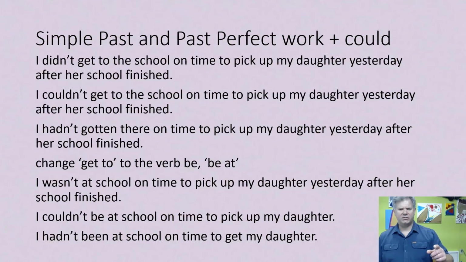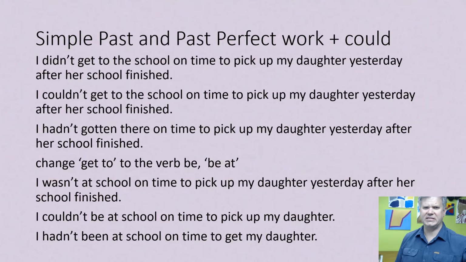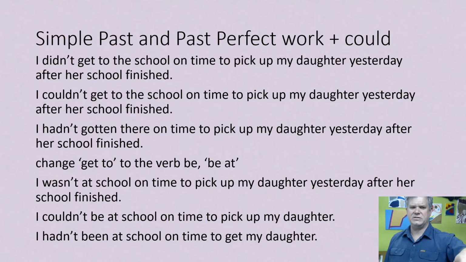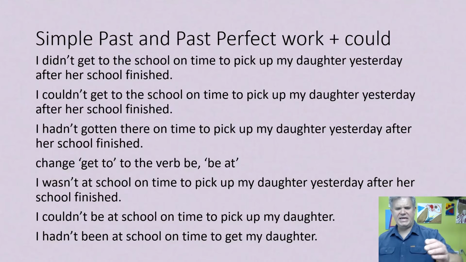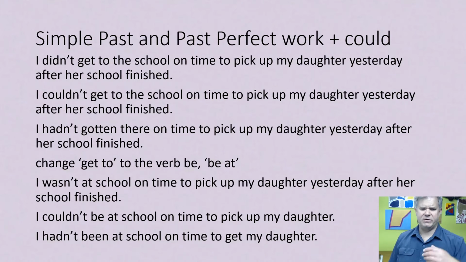Let's think about changing this. We've got the same first three sentences, and then we could change get to the verb be at. I didn't get to the school on time to pick up my daughter. I couldn't get to the school on time. I hadn't gotten there on time. Those are using get. Be at would be another way.